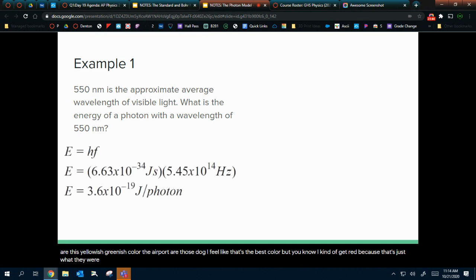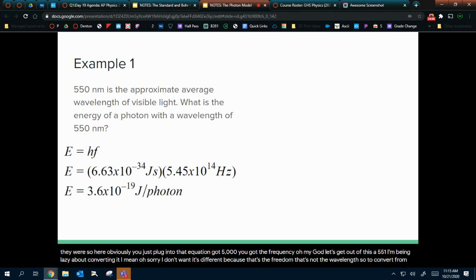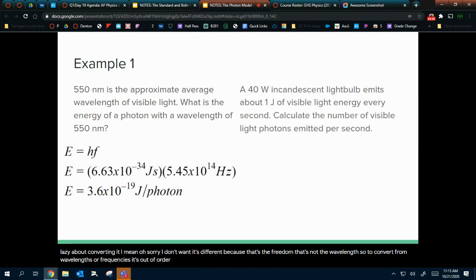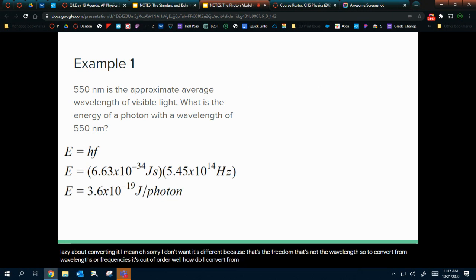But here, obviously, you just plug into that equation. You've got Planck's constant. You've got the frequency. I don't know why I put 545. That should obviously say 550. Sorry, I know why that's different, because that's the frequency. That's not the wavelength. So I had to convert from wavelength to frequency. Well, how do I convert from 550 nanometers to the frequency?